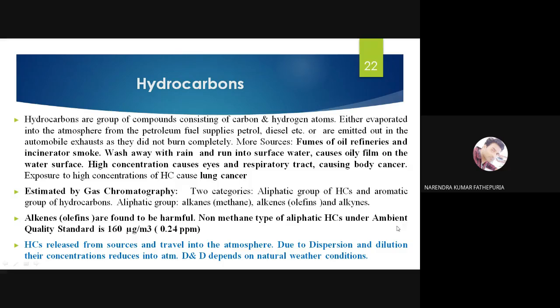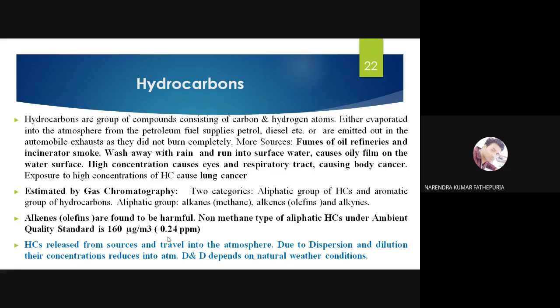Non-methane type of aliphatic hydrocarbons under ambient quality standard condition is 160 microgram per cubic meter. I will come to the national ambient air quality standards later on. There is the air quality index as well as the national ambient air quality index that you have to maintain. These are the standard emission standards. Like we have water effluent standards, right? Drinking water effluent standard, industrial wastewater effluent standard.